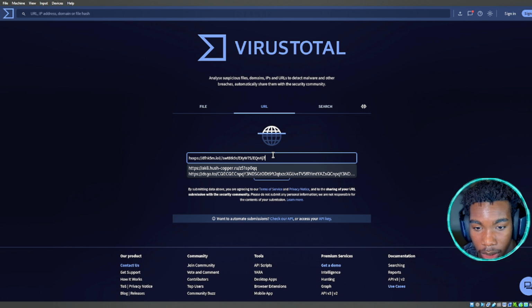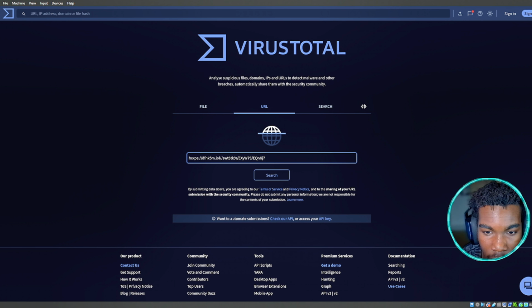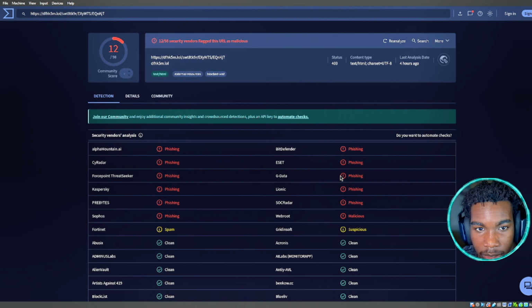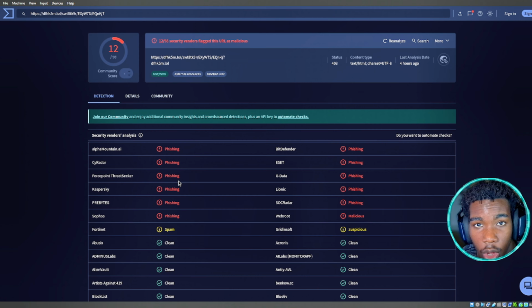We got this URL here, and then we have to unfang it. And then we're going to go ahead and submit that and see what comes back here. And we found that 12 out of 98 security vendors have already flagged this domain as malicious. So we can go ahead and document and write that down and move on to the next artifact.